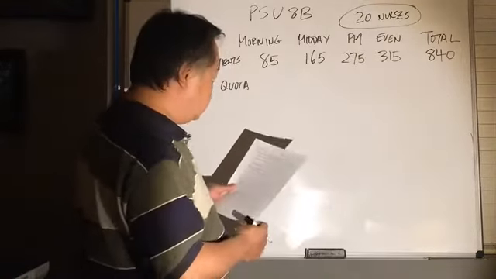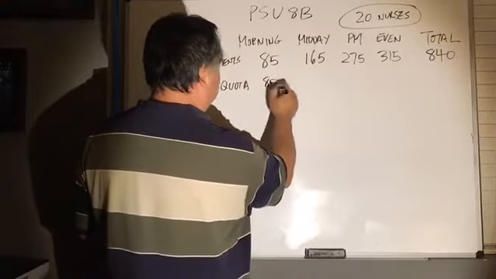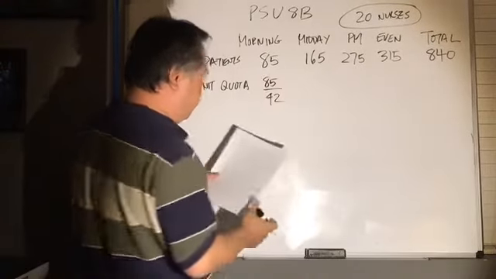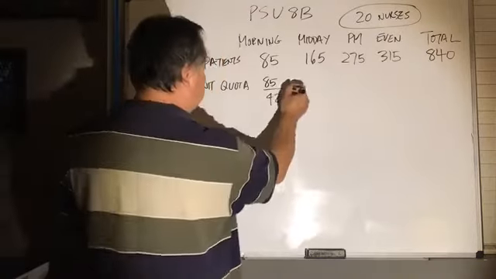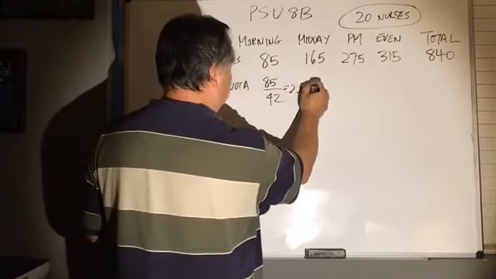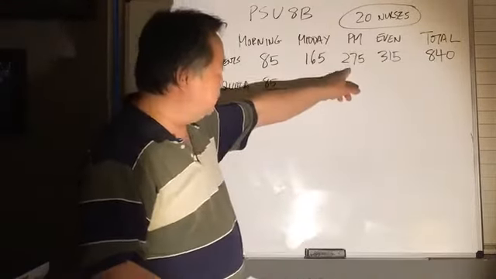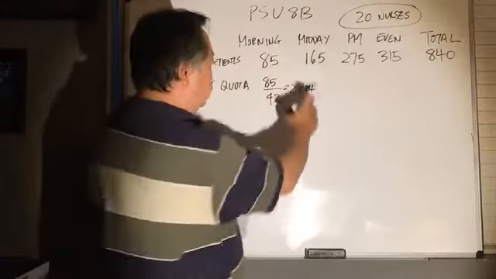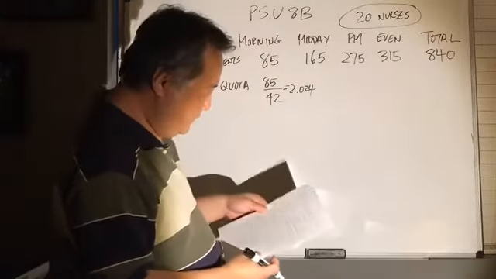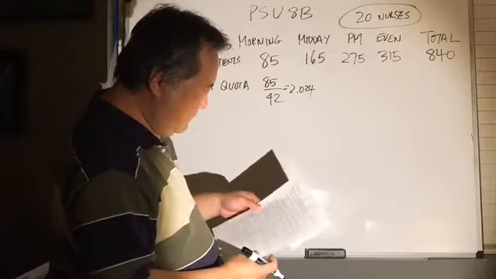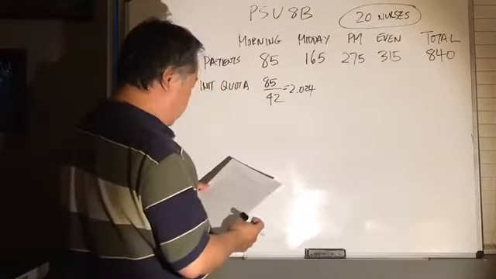All right. So this would be 85 divided by 42. Which is 2.024. All right. So you would do that for the other 3 shifts. Divide by 42. That's how you get the initial quota. All right. So that's how you do number 1.